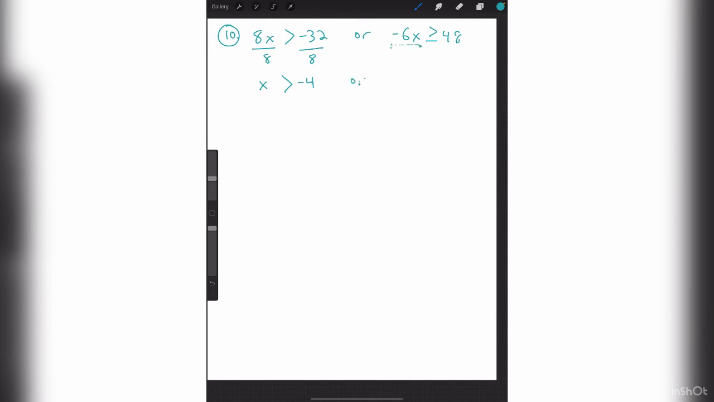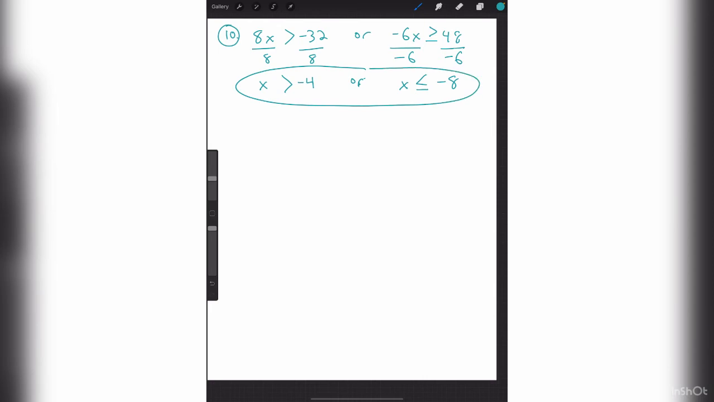Or divide each side by -6. Remember that when you divide by a negative, you must flip the sign. So I'm going to have to flip this sign right here to make it face the other way whenever I divide by a negative number. So that gives me -8. Whenever you're dealing with an "or," you don't have to go past here. You're kind of good. So I know that x can be greater than -4, or x is less than or equal to -8. And I'll show you why. Check this out.